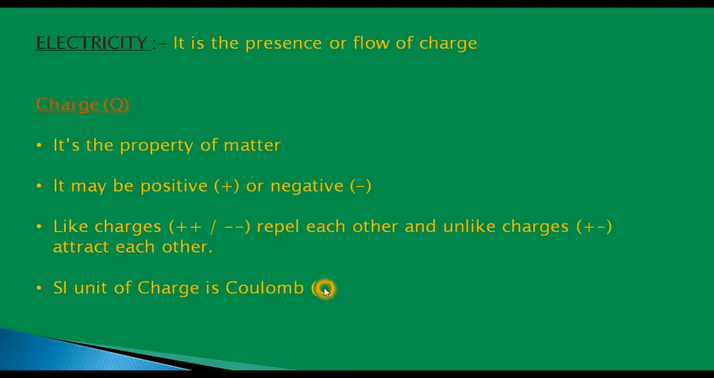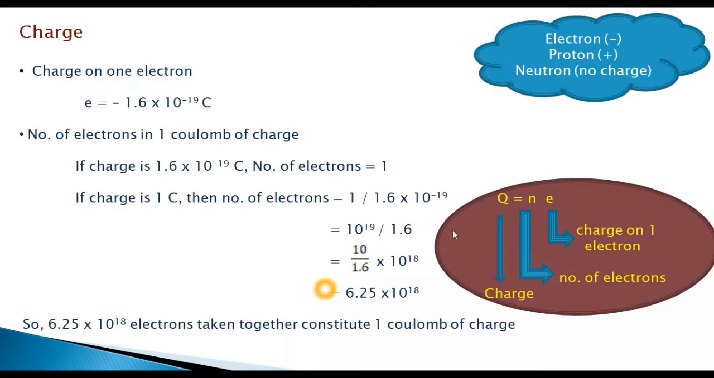Now, you know that in an atom we have three subatomic particles: electrons, protons, and neutrons. Electrons are negatively charged particles, protons are positively charged particles, and neutron has no charge. It's neutral. All matter contains protons as well as electrons and neutrons. The proton possesses a positive charge. The electron possesses a negative charge.